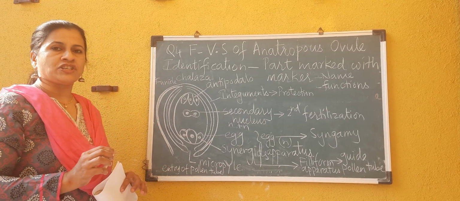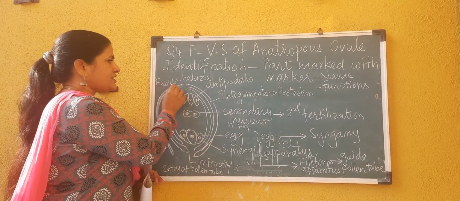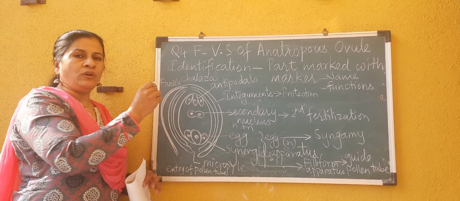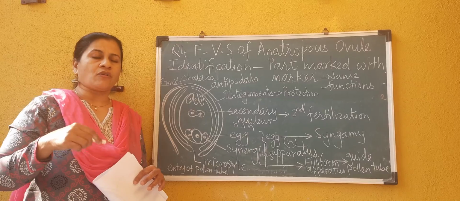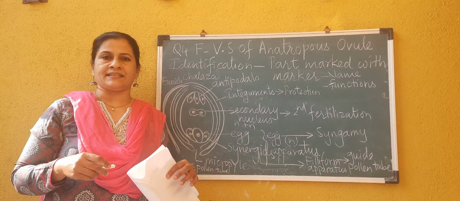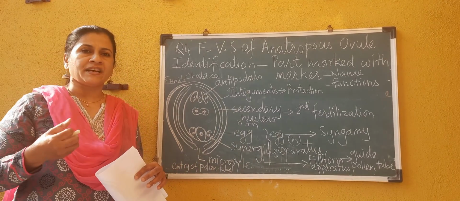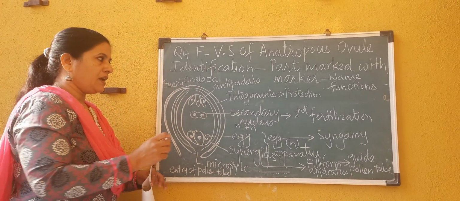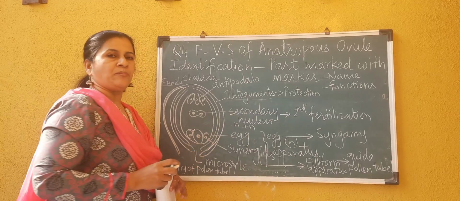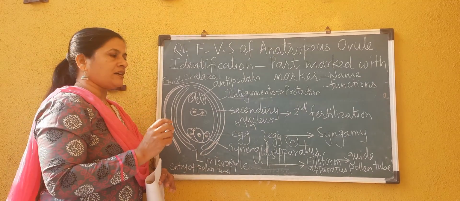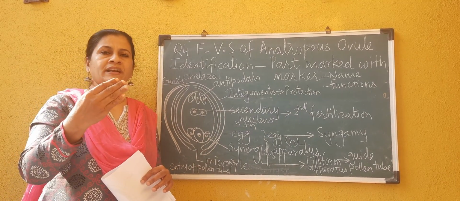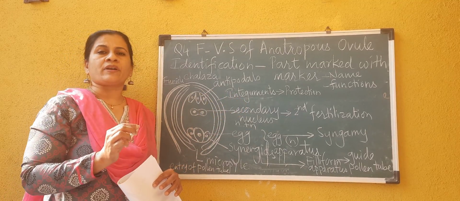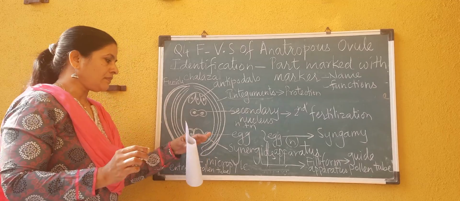If we see the functions of each part, let's start with funicle. Funicle is a stalk of the ovule which attaches the ovule to the placenta. So it absorbs nourishment from the placenta and provides it to the ovule. Second part is integument. There are 2 integuments, outer integument and inner integument. Both the integuments are protective in nature.